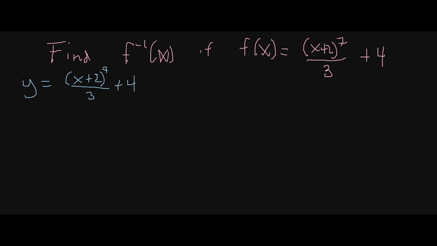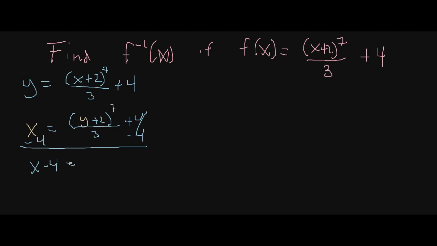What do you think the first step is? You're 100% right. We switch our variables, and we get the same problem, just switched, because we're trying to find the inverse. Now we want to undo any addition or subtraction like before. We subtract 4 from both sides. Now we get x minus 4 is equal to (y plus 2) raised to the 7th power. Let me rewrite this over here: x minus 4 is equal to (y plus 2) raised to the 7th power.